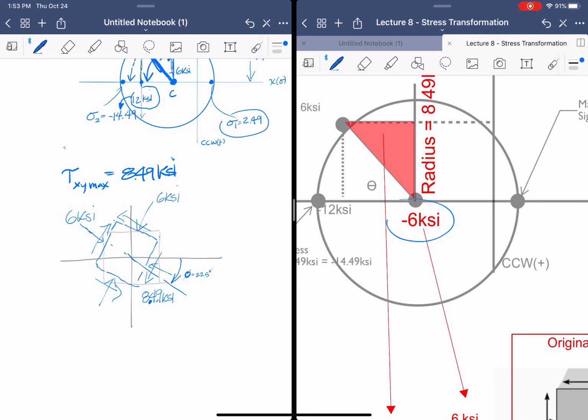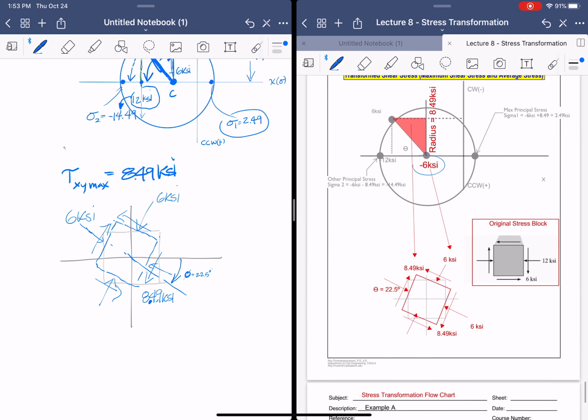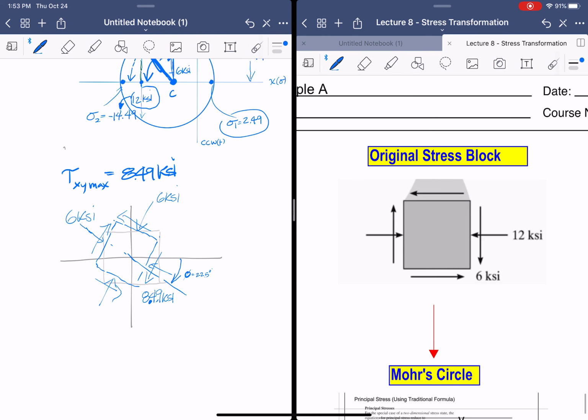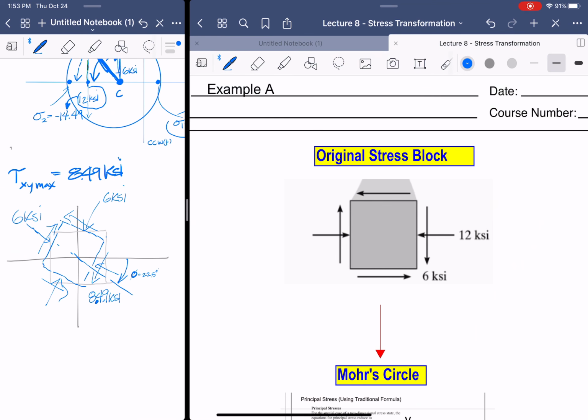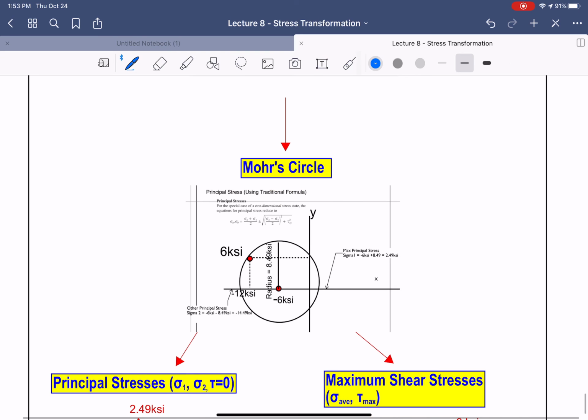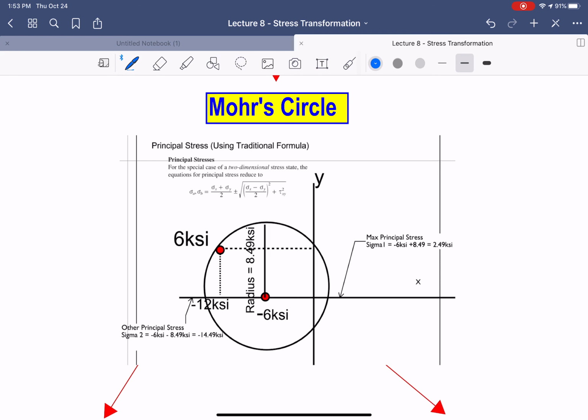And so, in summary, what we've done is this. I'm going to close this out now. We have the original stress block. We've taken that information and drew the Mohr circle. Then we drew this point, and found out what this point is, what this point is, and we also found out what the radius was and the center.